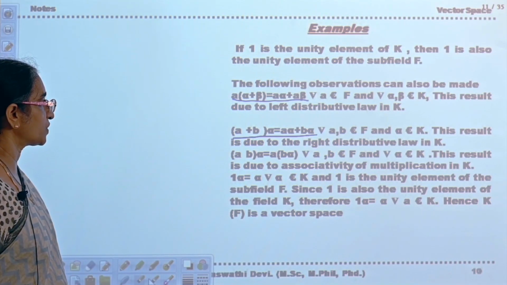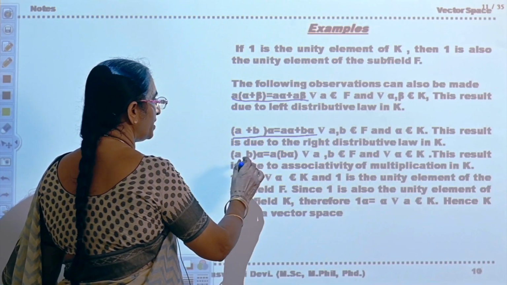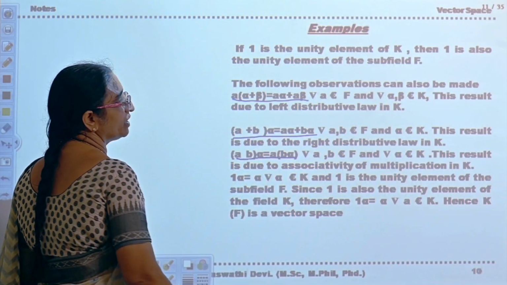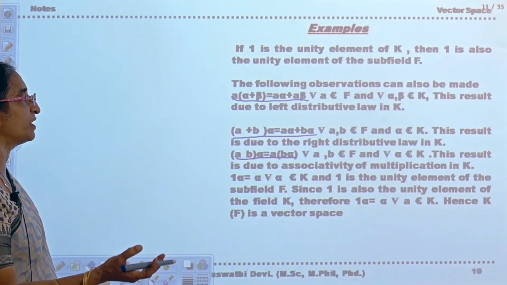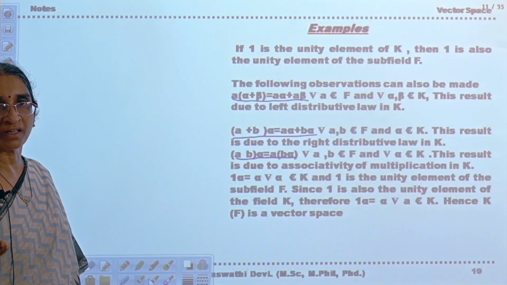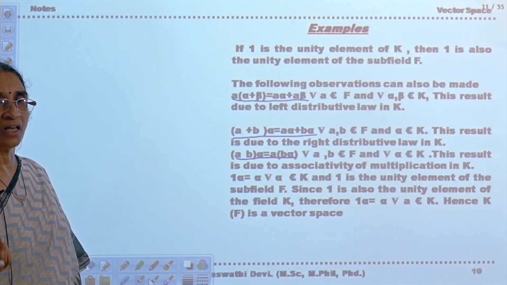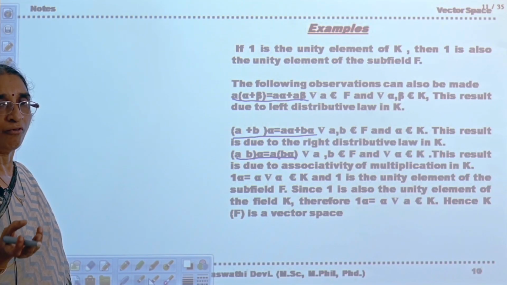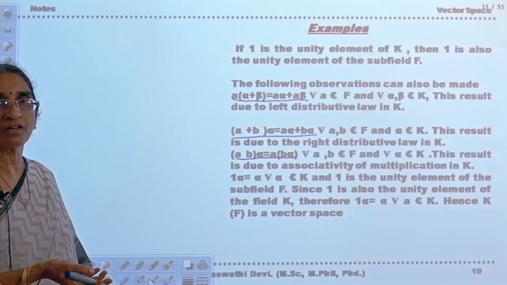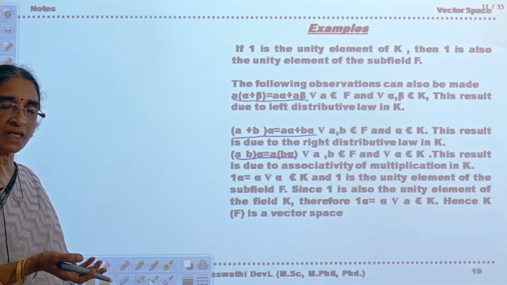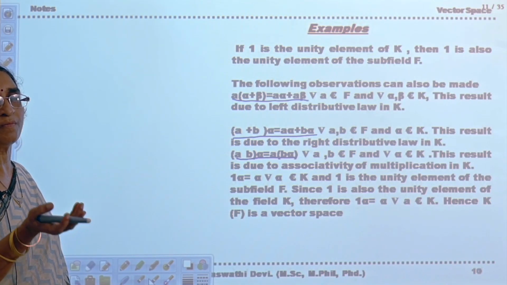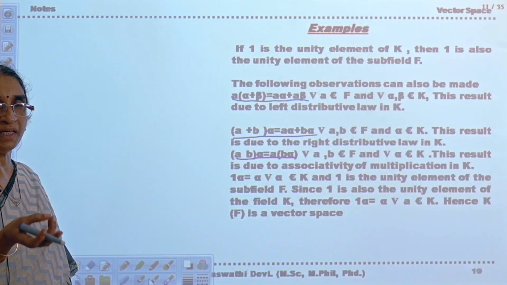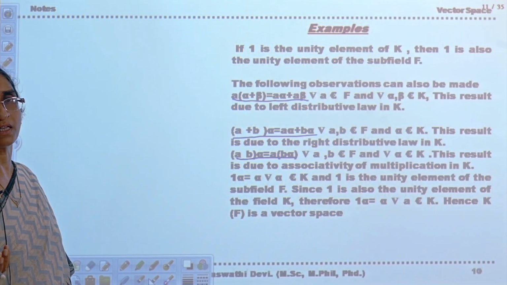Those two are satisfied. And (ab) alpha is also equal to a into (b alpha) for every a, b belongs to F and alpha belongs to K, because the three are elements of K. a, b, alpha, all are elements of K. Why? Because F is a subfield of K, in other words a subset of K. So a, b belongs to F means a, b belongs to K also. a, b, alpha, the three are elements of K.